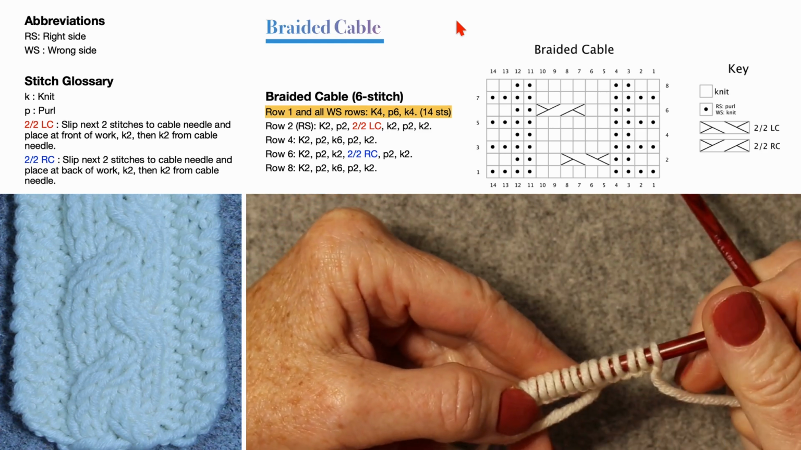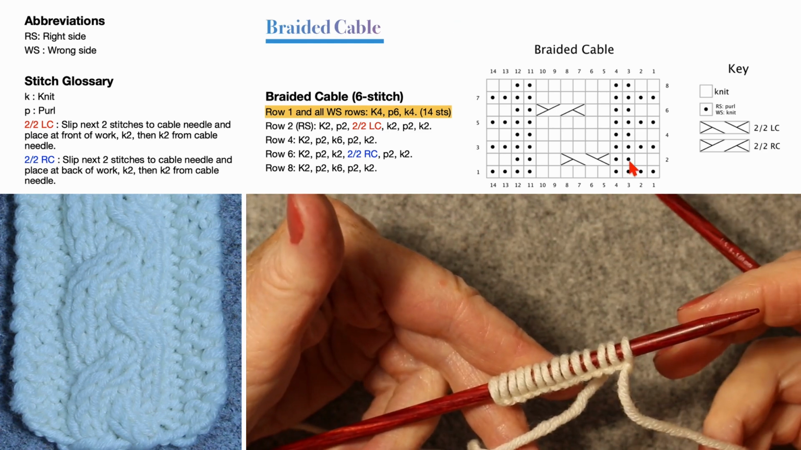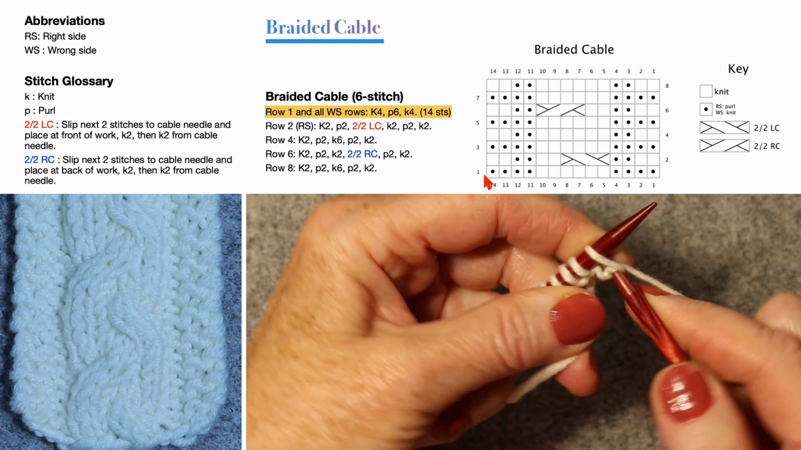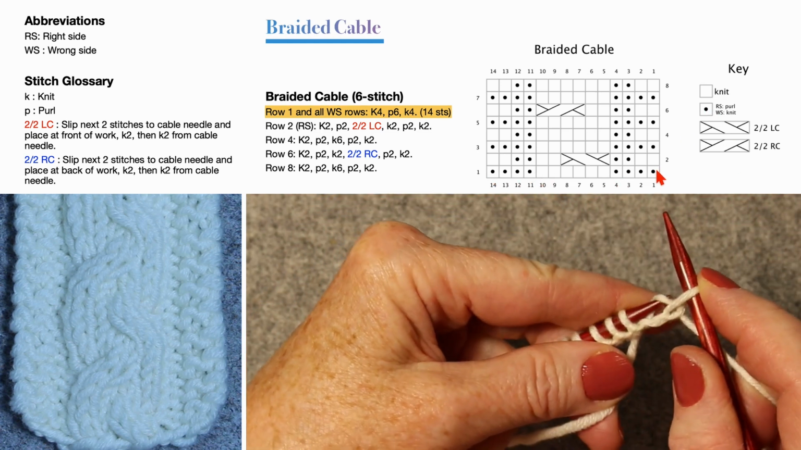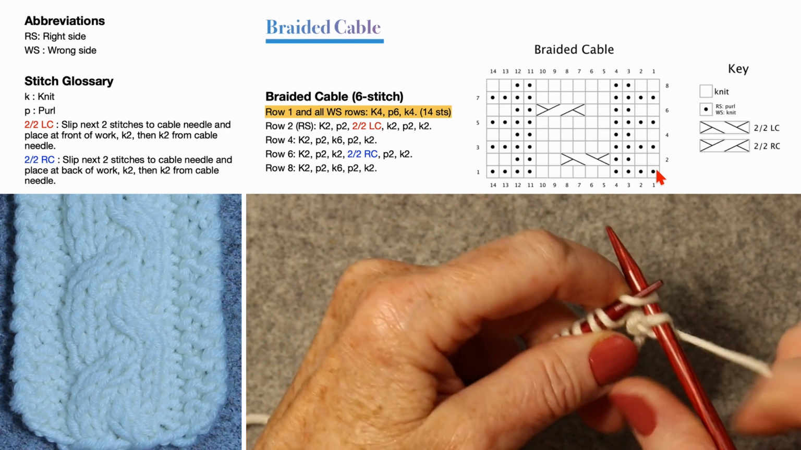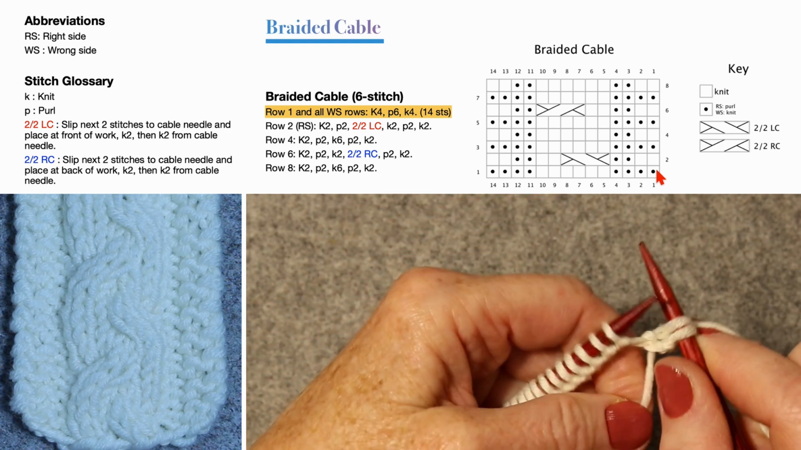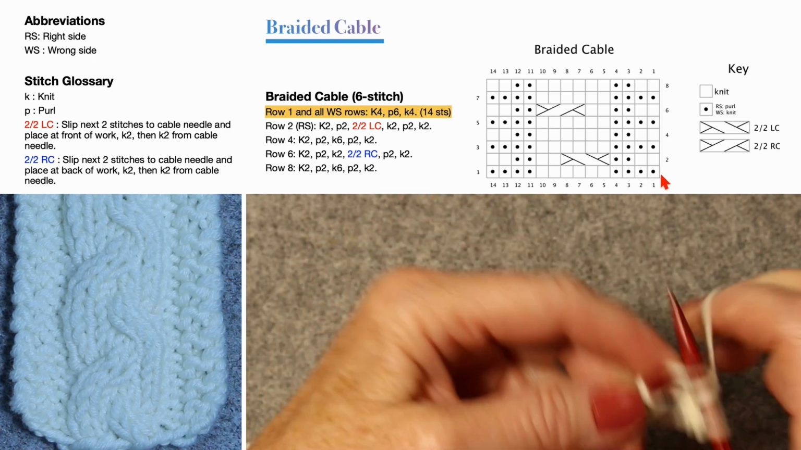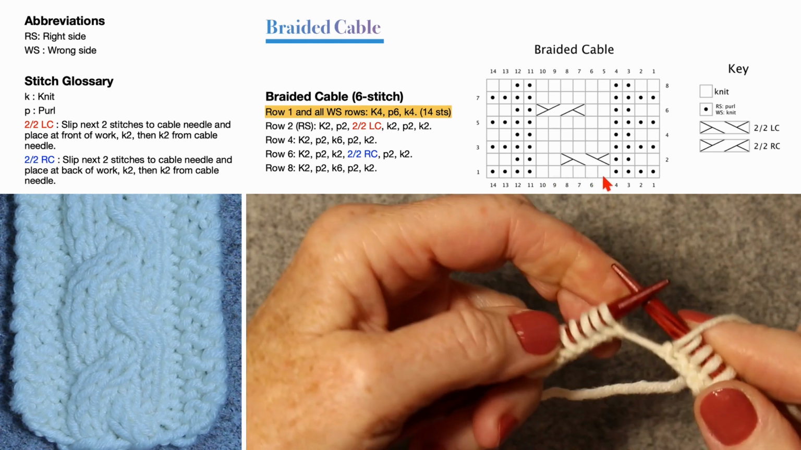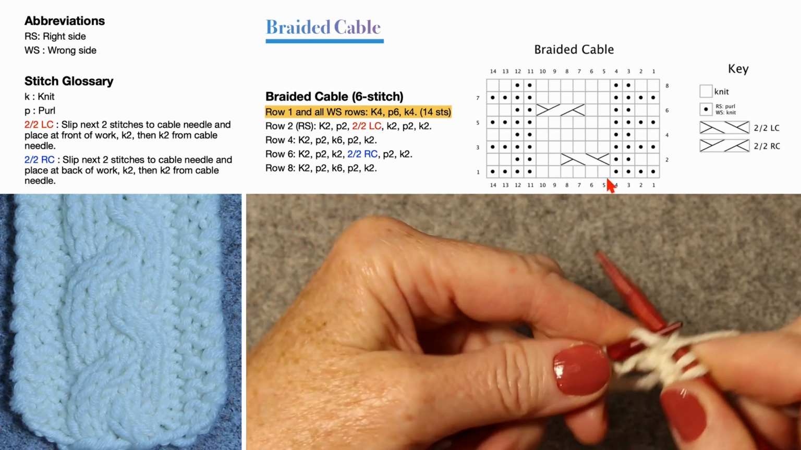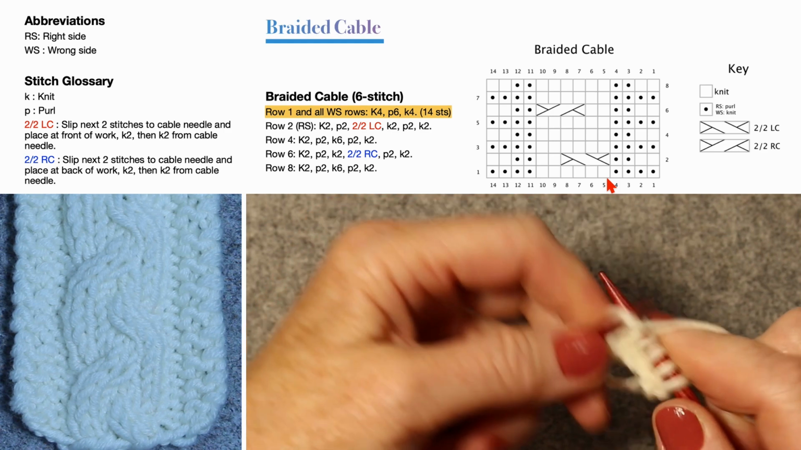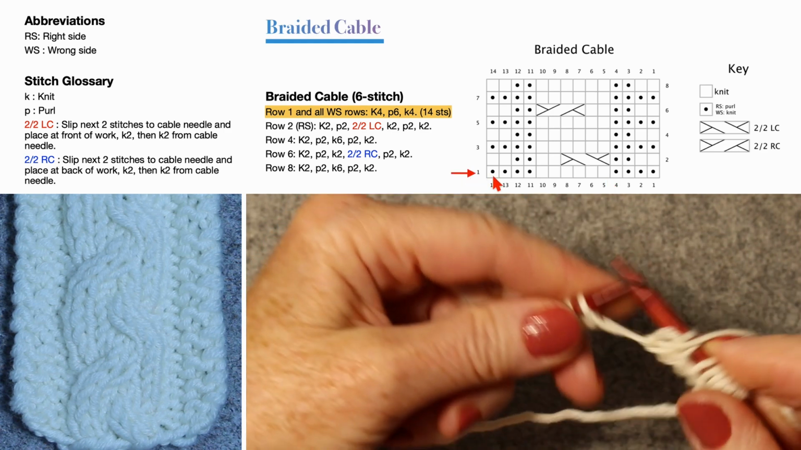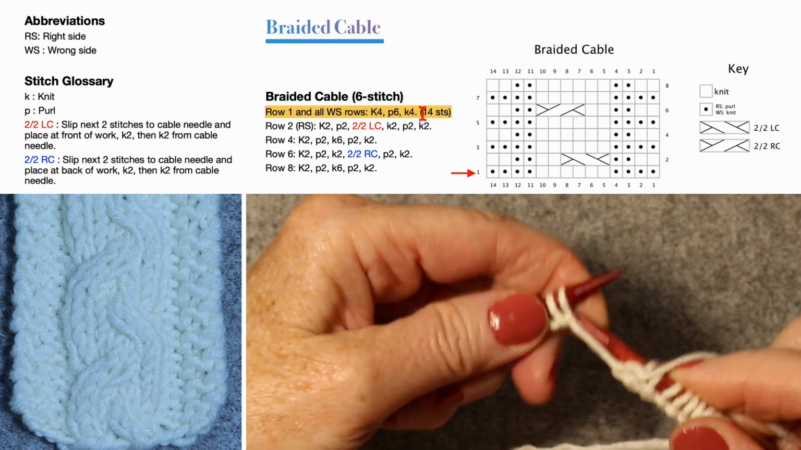Start with row 1, which is the wrong side row, and we will knit 4, purl 6, and knit 4. The dot symbol means to purl when you're working on the right side and knit when you're working on the wrong side. That's why these are knit, because we're working on the wrong side. And these 6 stitches that will form the braided cable on the wrong side are purled, so they appear knit on the right side. This is row 1, which corresponds on the graph to row 1 in the pattern.